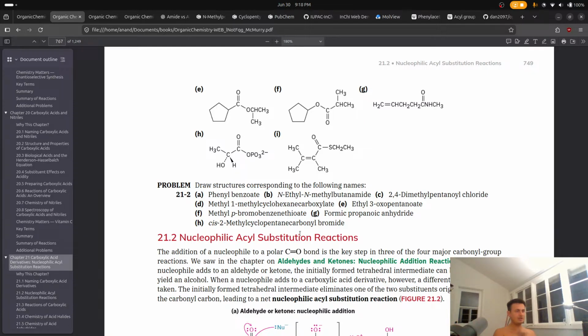Ethyl 3... Oh, what the hell is the oxo again? I think oxo is when you have a ketone, but you can't have it as the primary functional group. So we have pentanoate, but then 1, 2, 3, we have a second ketone thing. Carbonyl, second carbonyl. All right.